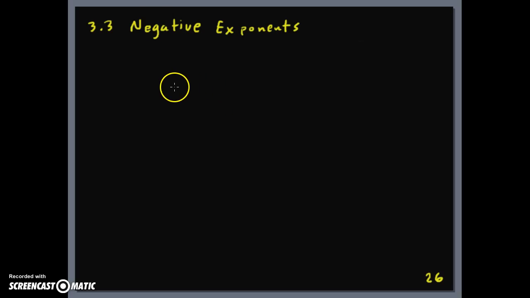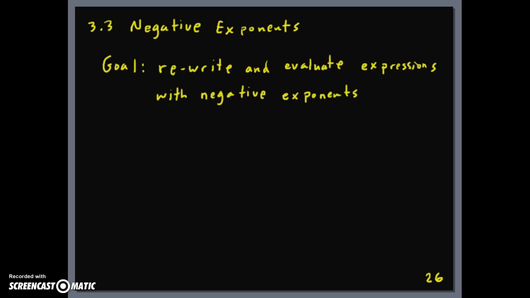Okay, today's lesson is 3.3. This will cover negative exponents, two things that I know you love, so we're combining them to form one thing that you are really going to love. This should be page number 26 in your notebook. And the goal for today is to rewrite and evaluate expressions with negative exponents.